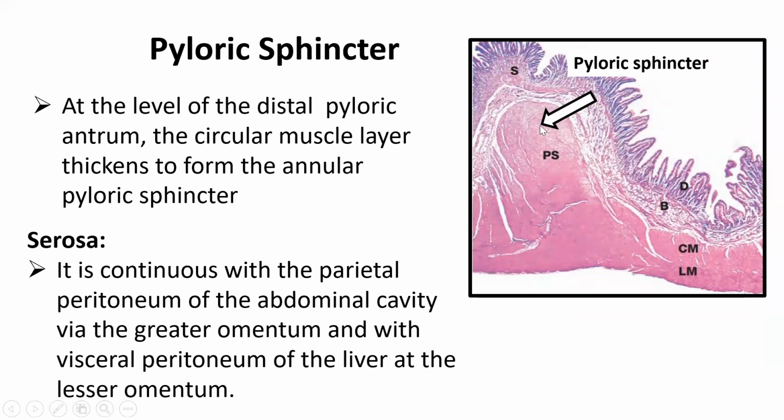At the end of the muscle layer, close to the pyloric area, we have the pyloric sphincter, which is at the level of the distal pyloric antrum. The circular muscular layer is thickened here to form the sphincter, so as to control passage. The importance of this is to prevent regurgitation. It opens only when you eat, but prevents the food from going to the other end of the intestine. The serosa is continuous with the parietal peritoneum. Because of the stomach, we call it serosa here, not adventitia.